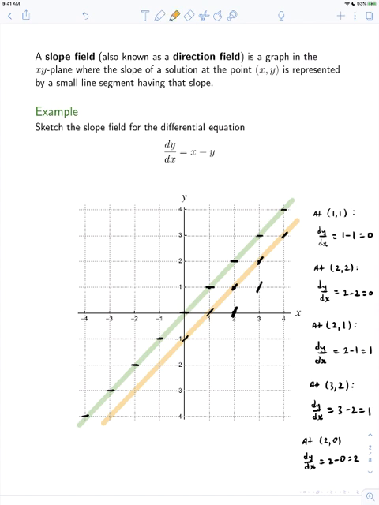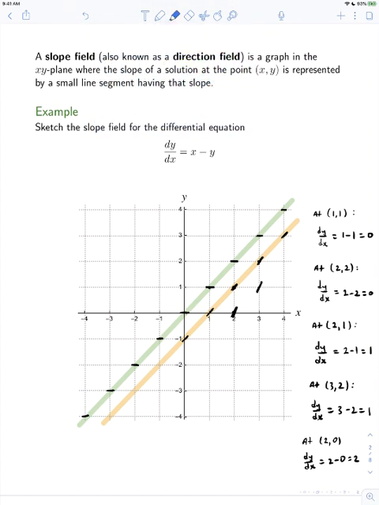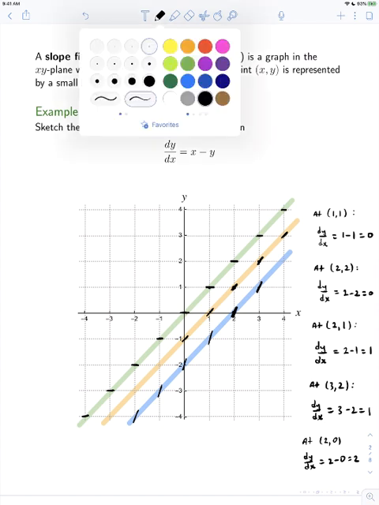Along the line, let's change the color again. So let's go with blue. Along the line y equals x minus 2, all of the slopes here are 2. So all of these line segments will have slope 2. So let's just write something like this.